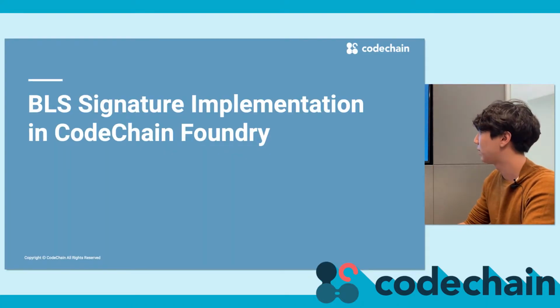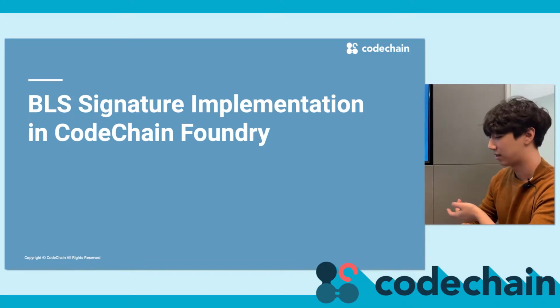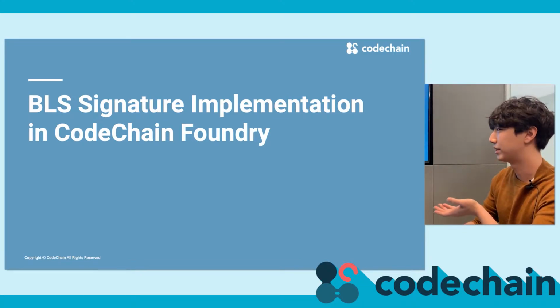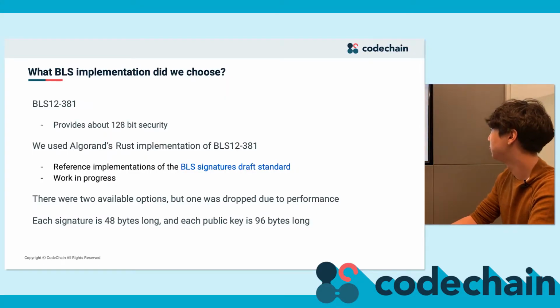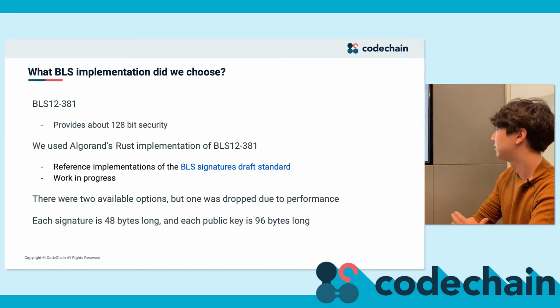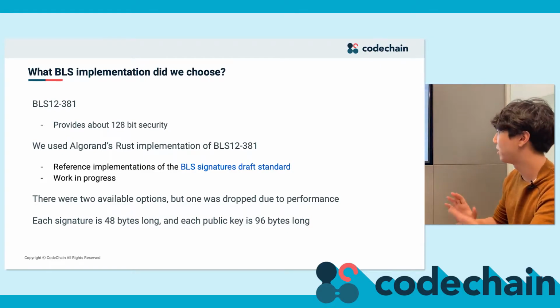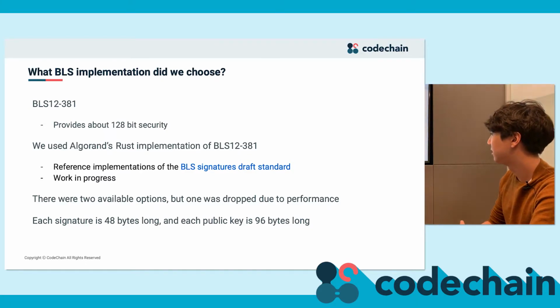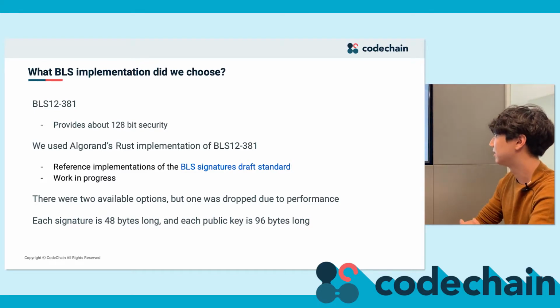So I'm going to talk about some detail of our implementation and how we implemented this BLS signature in Foundry. First, we chose the BLS12-381 implementation, with this specification. It specifies which group and which pairing function we're going to use, and it is known to provide about a 128-bit level of security, so it is quite popular among BLS specifications.